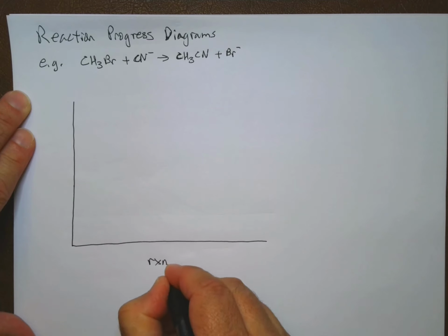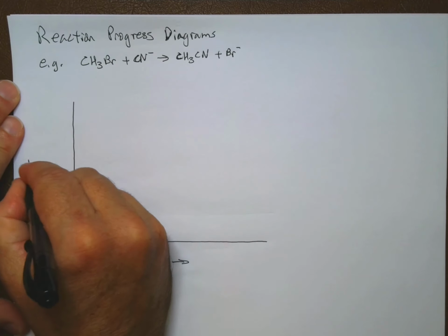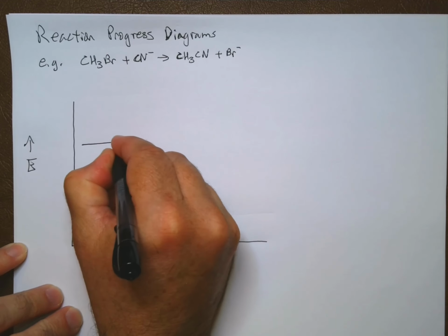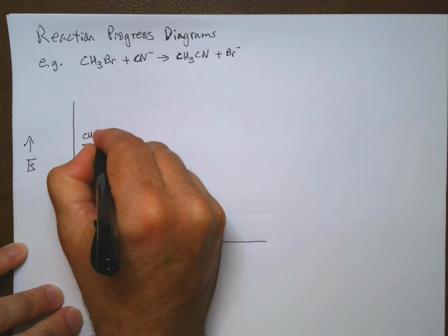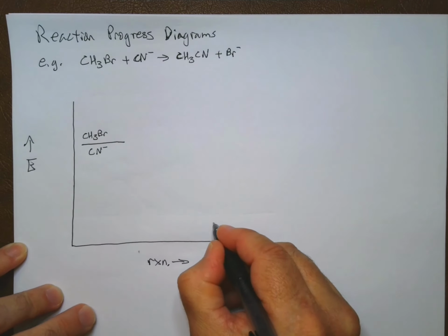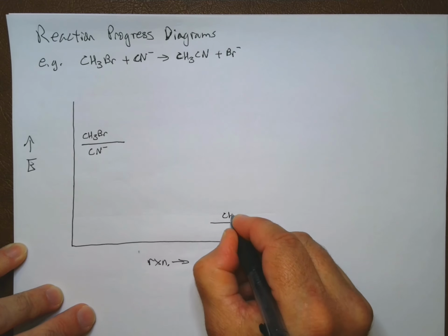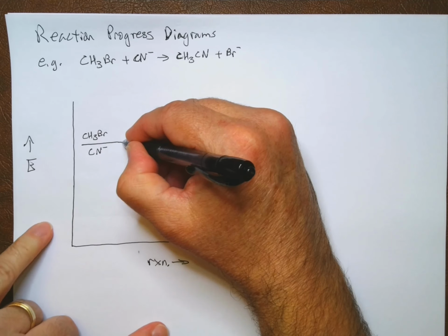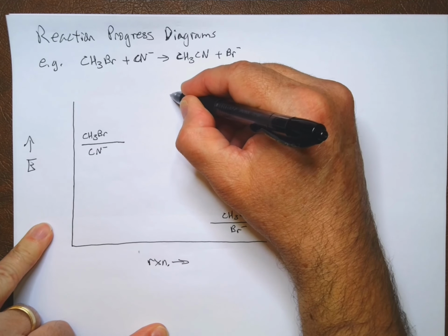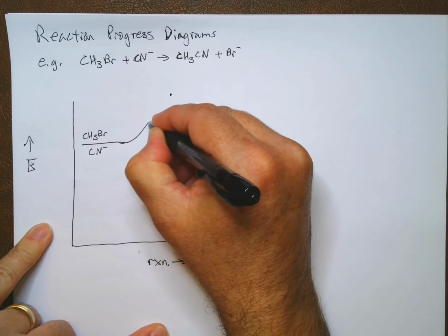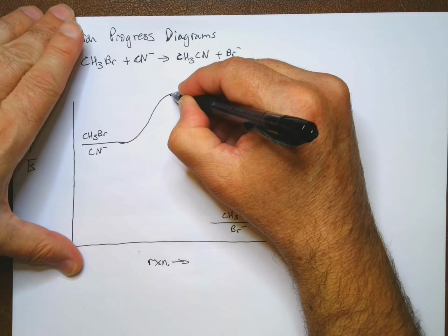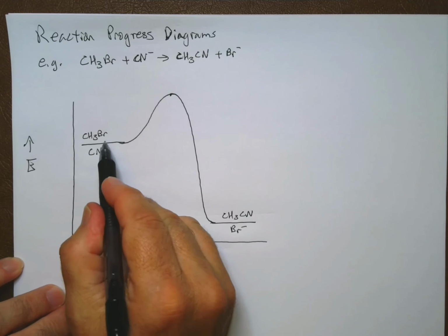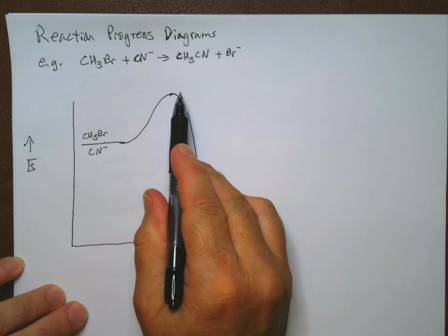So again, we'll follow our reaction progress on the x-axis, and we'll have energy, which I'll just call E, on the y-axis. So we'll start out with CH3Br and CN minus, and we'll end up with CH3CN and Br minus. And then we have some kind of hump here that we have to get over. Let's see if I can draw this reasonably well. There we go. So we start here, we have to get there, and this is what we have to get over.